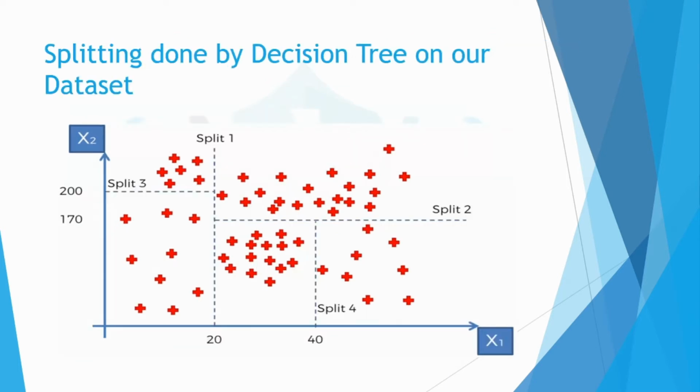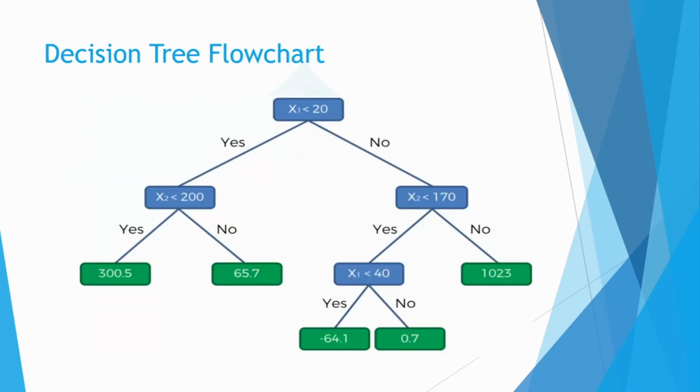Now as you can see, it splits four times. The first split is at x-axis 20. The second split is at y-axis 170. The third split is at 200, and the fourth split is at 40. So the four splits will form five different regions. After splitting, the decision tree will calculate the average of each region, and the average will act as a label for the region. So let's see a decision tree flowchart.